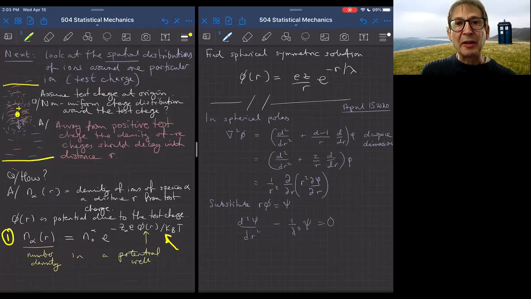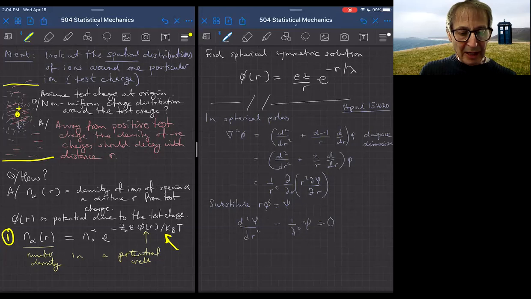Then we embarked on the question of what was the spatial distribution of ions around one particular ion. The reason we were doing this was because we convinced ourselves that this correction due to the Coulomb interactions would be concomitant with there being new correlations induced in the system as a result of the charge. So we considered one of the charges to be a test charge, and then we asked what is the non-uniform charge distribution around that test charge.